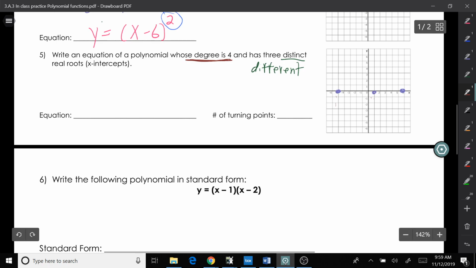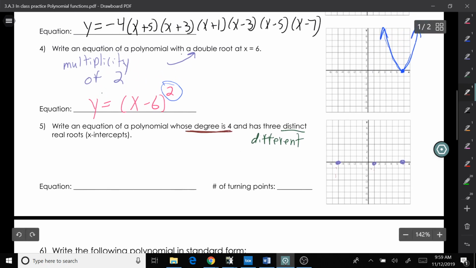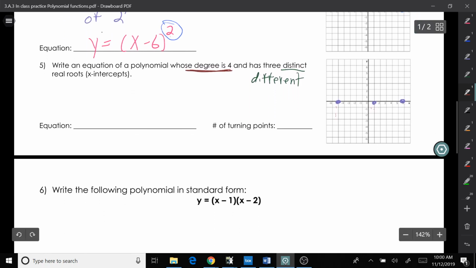That means one of our intercepts or zeros must be repeated or have a multiplicity greater than 1. Kind of like how we have the double root here. This has a multiplicity of 2. We're going to use something like that down here. What I'm going to do is I'm going to try to find a way to connect these dots.